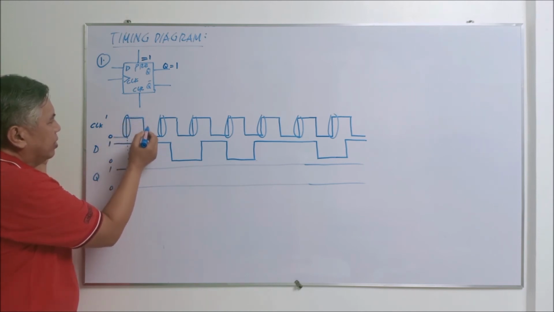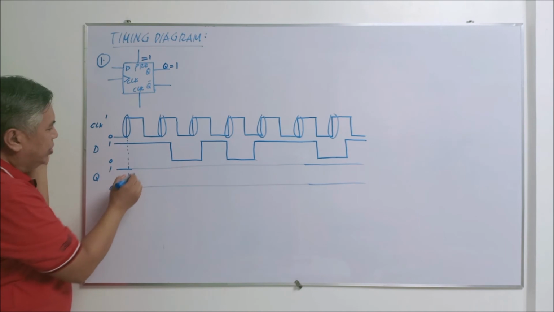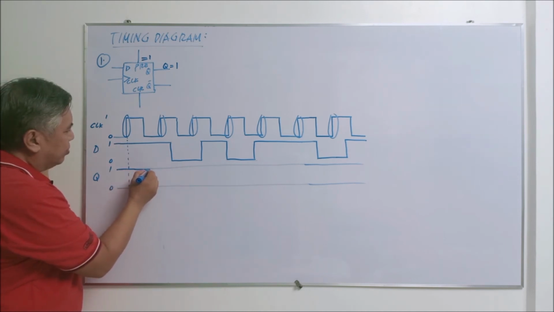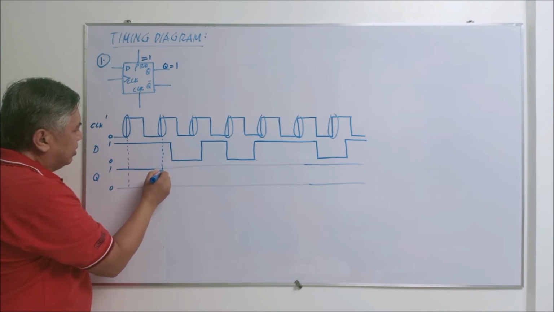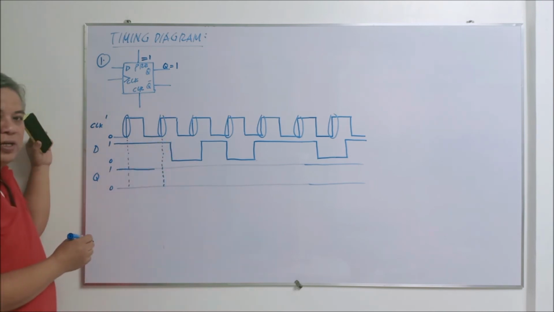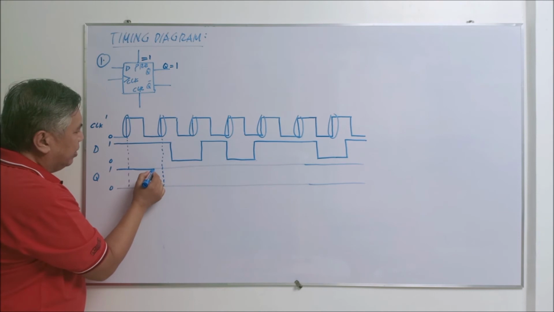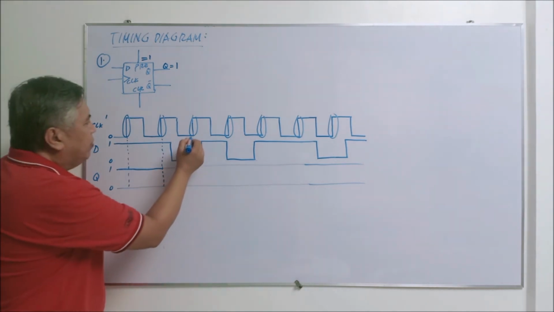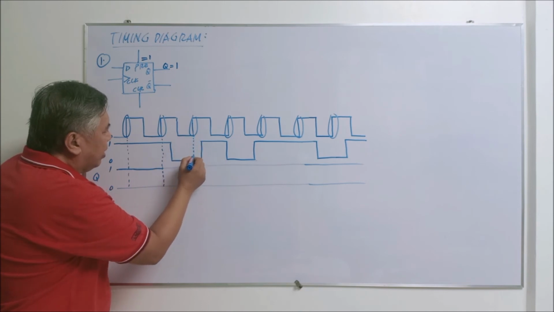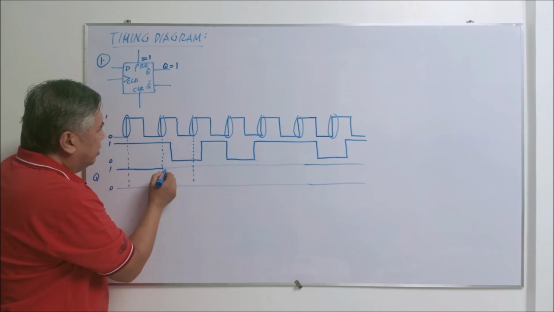If clock is 1 or 0, then the condition is a no change condition. So it remains 1. Now in this case, we have here positive edge triggering of the clock. D is equal to 1. The output Q remains 1. Then we have here positive edge triggering of the clock.